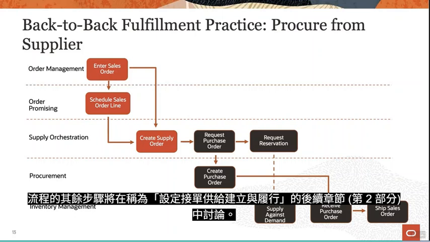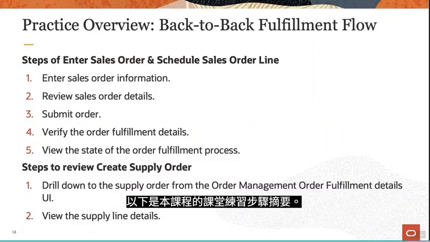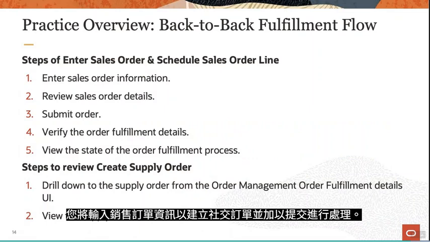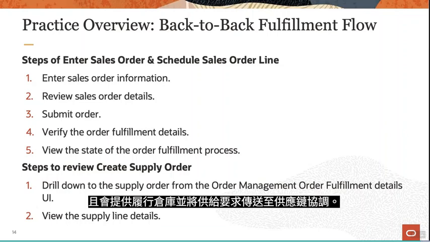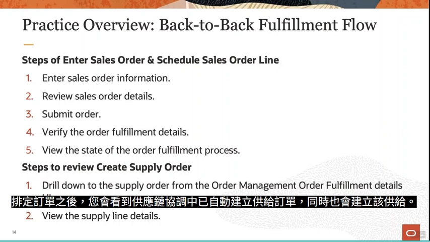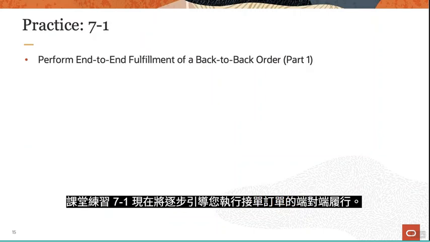Here's a summary of the practice steps for this lesson. You will enter the sales order information to create a sales order and submit it for processing. The order is scheduled in GOP, and that will provide the fulfillment warehouse and send the supply request to supply chain orchestration. Upon scheduling, you will view and verify the state of the order. After the order has been scheduled, you'll see that the supply order has been created automatically in supply chain orchestration to create that supply. Practice 7.1 will now walk you through how to perform an end-to-end fulfillment of back-to-back order.